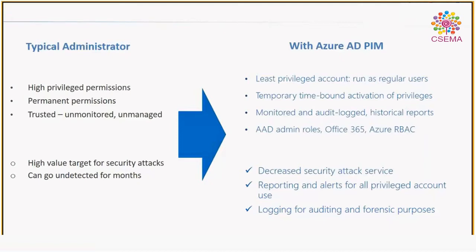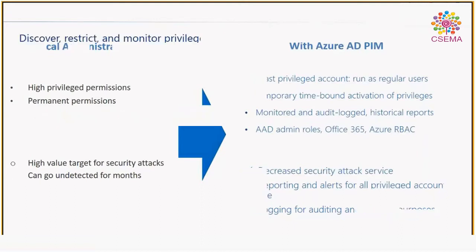Right. So least privilege accounts run as a regular user, right? So you are running as a regular user when access is revoked. Temporary, timed activation of privileges, monitoring, audit logs, and historical reports, and this applies to the AD admin role, Office 365, and Azure Active Directory. Right. So it reduces the security attack surface. Reporting and alerts for all privileges, and logging for all auditing. You can keep all the logs forever, based on your configuration. Right.